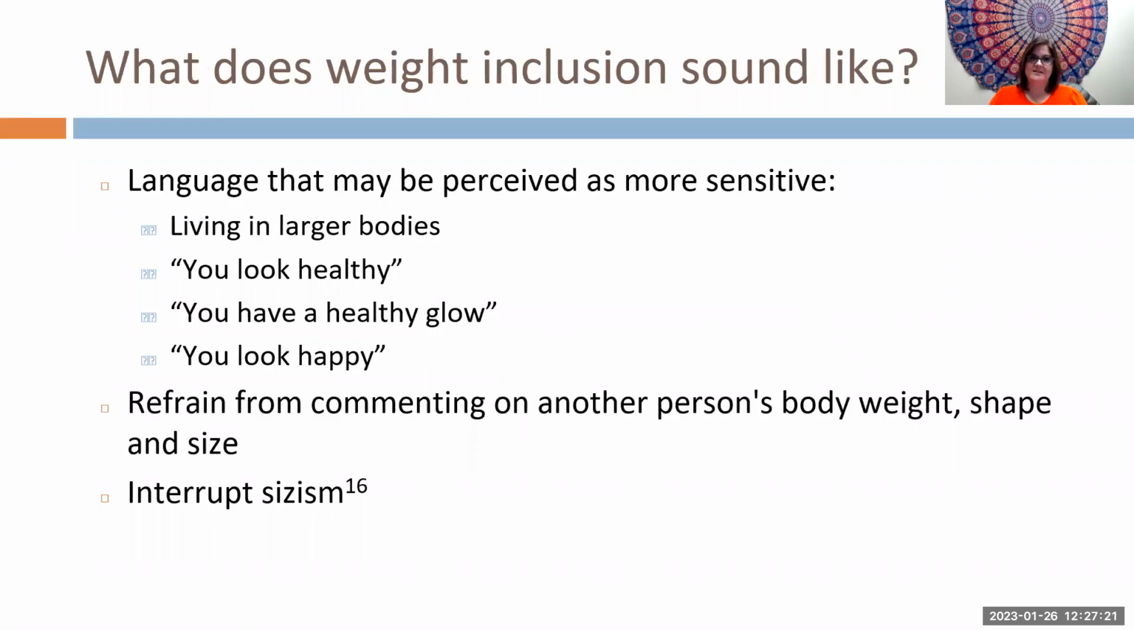So what does it sound like to be weight-inclusive, and what might weight inclusion sound like? So language that is perceived as more sensitive, like speaking about folks living in larger bodies, as opposed to using other terms that might be more stigmatizing. Saying things like, you look healthy, you have a healthy glow, or you look happy, or just refraining from commenting on another person's body weight, shape, and size in general would be more inclusive. And then interrupting sizeism. So when we hear others participating in joking, judgments, or other stigmatizing behaviors, saying something about it and being an advocate for change.